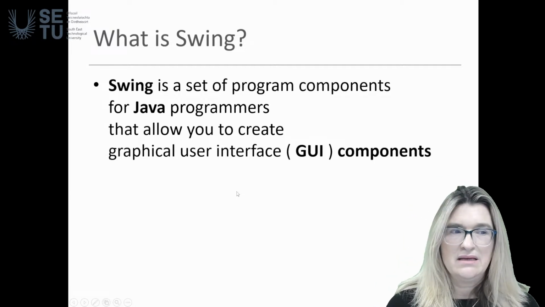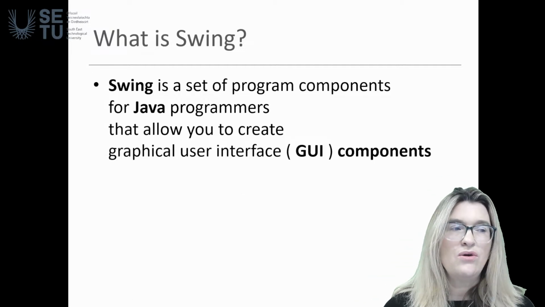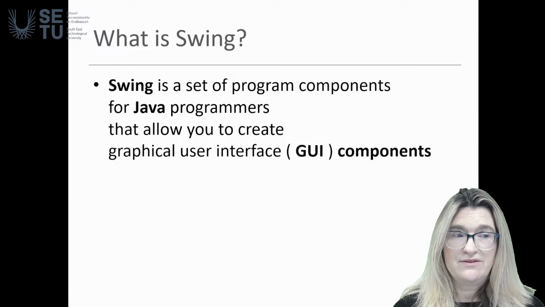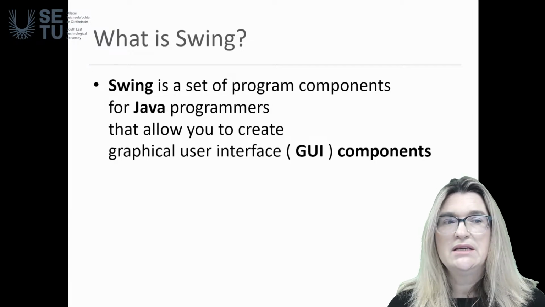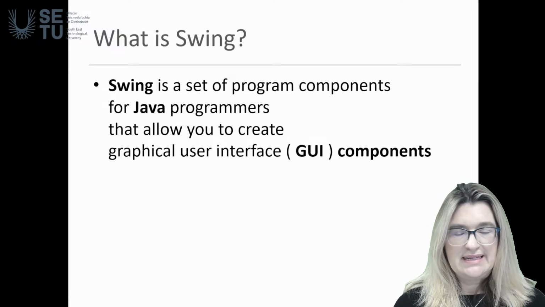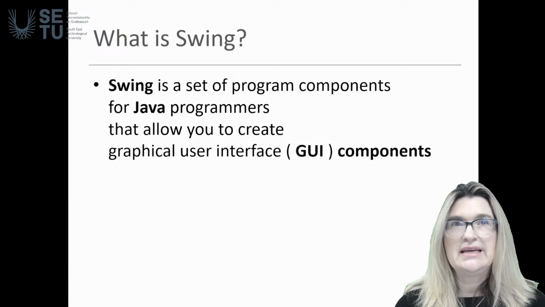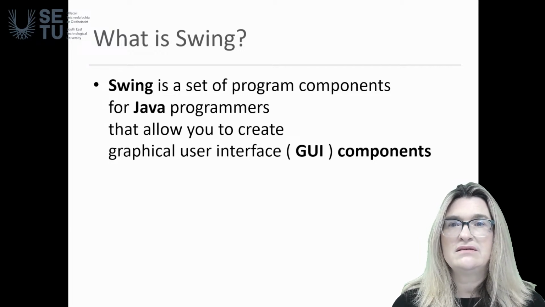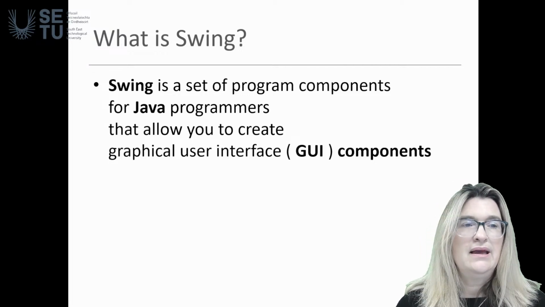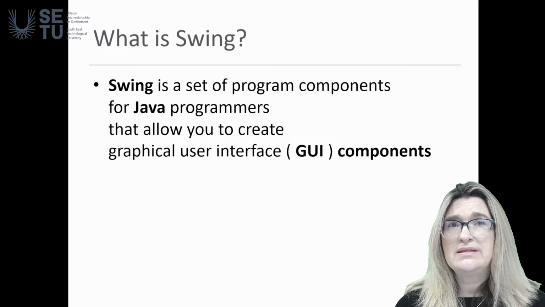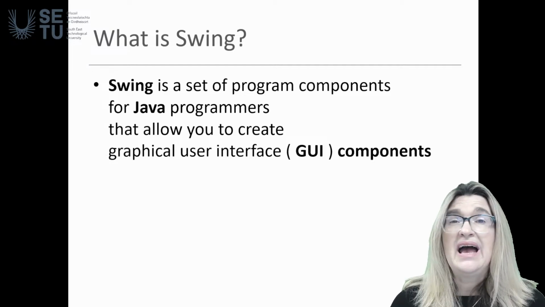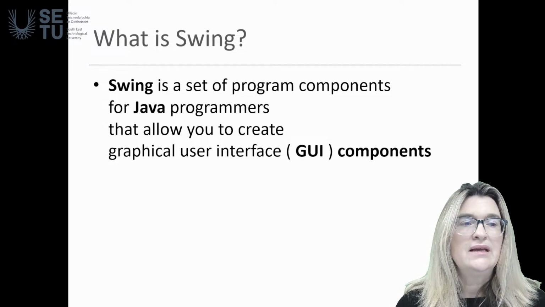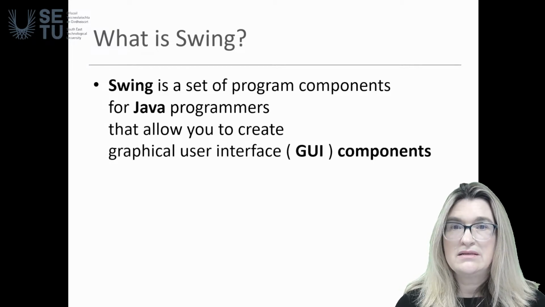So what is Swing? Swing is a set of program components for Java programmers that allows you to create graphical user interfaces or GUI components. I said at the start that Swing is like a toolkit for us to create nice visual front ends. At the start there was AWT, then there's Swing, and now most Java programmers would use JavaFX. So we're going to be using Swing.